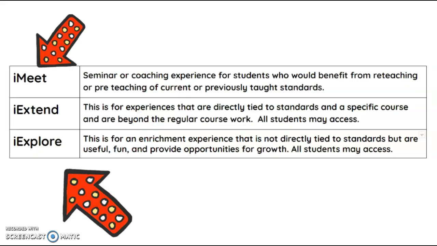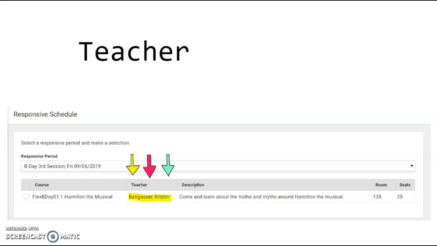So let's talk a little bit about the categories next. We're going to have 3 categories. It's called iMeet, which is kind of a seminar or coaching experience. The iExtend is to take classroom activities and go beyond. And then the iExplore are the enrichment activities that are going to be different for each teacher if they choose to offer those. So then the teacher is going to be listed for that course.